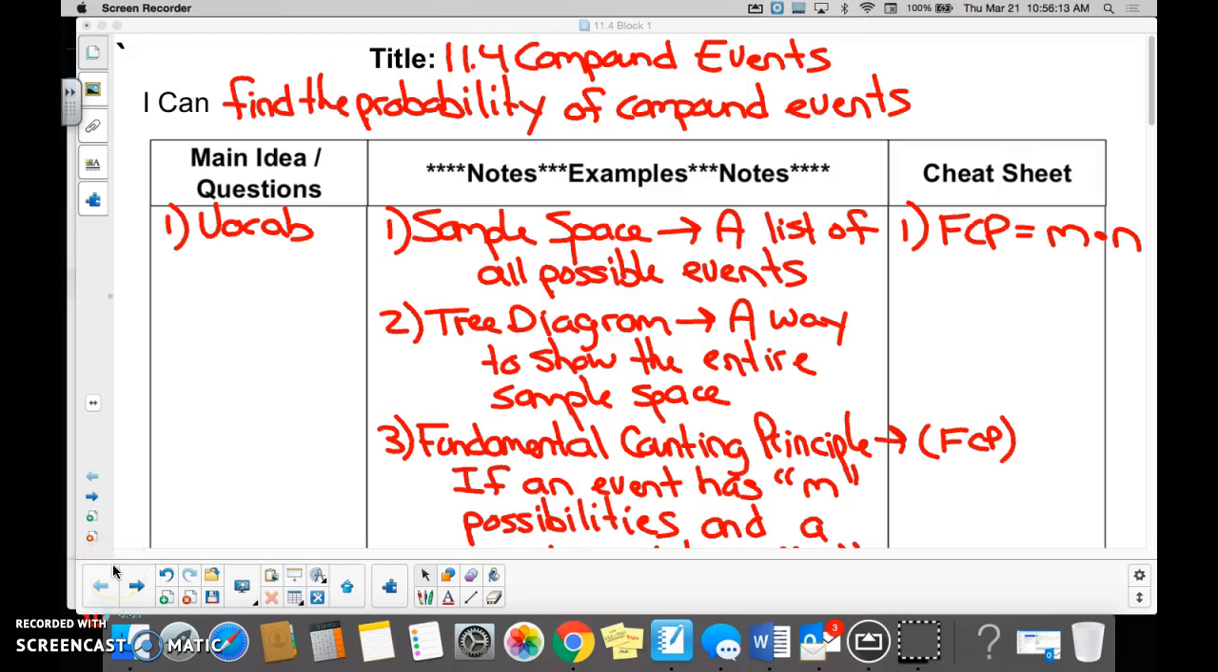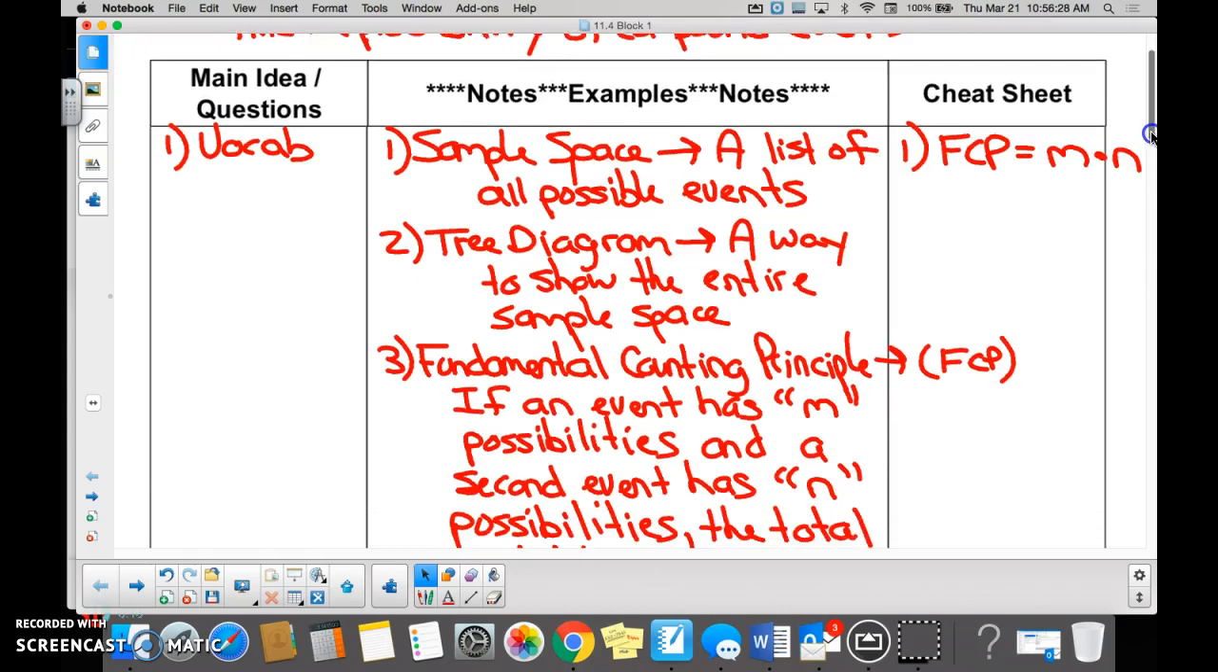11.4 compound events. I can find the probability of compound events. And Samaya, thank you. What does the word compound mean? More than one. Two or more things, or more than one thing. Perfect. Sample space. We talked about this a couple times now.